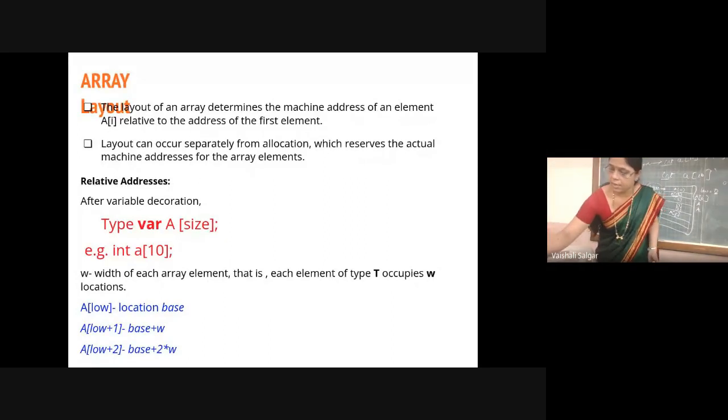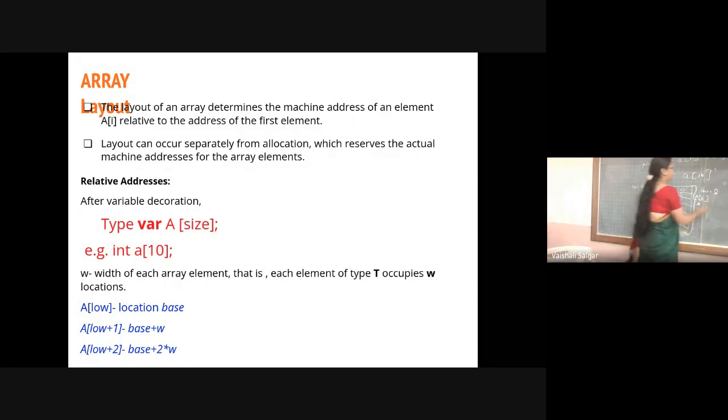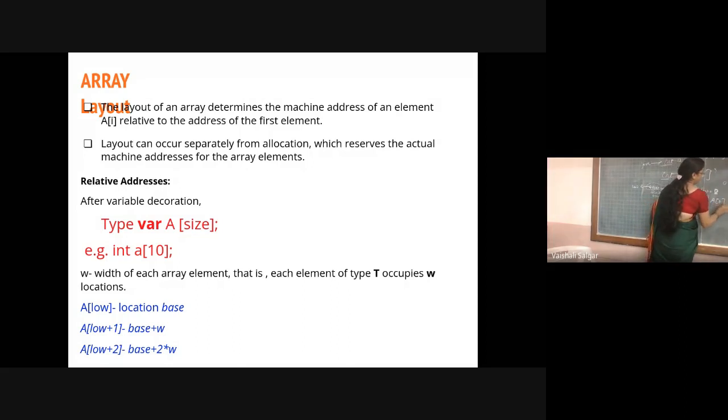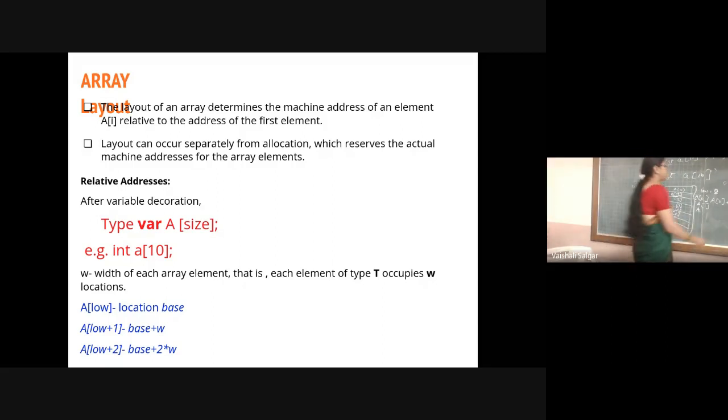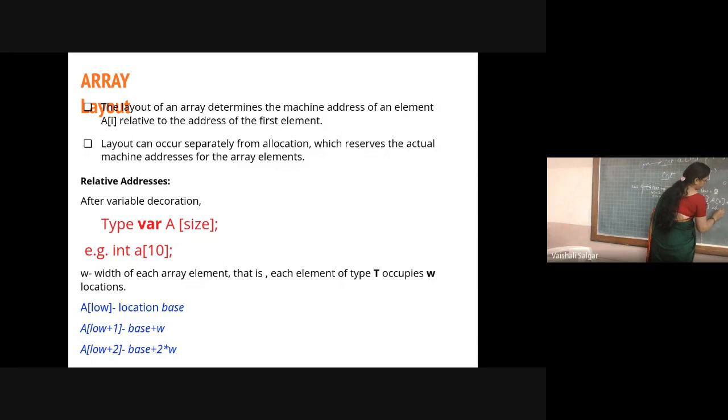Okay. So my lower bound always starts with 0. When I'm saying A of 0, it is nothing but the base address. So what will the base address be? It is nothing but 4000 in this particular example, right? When I'm saying A of 1, it will be base plus W. So what is the base value in this particular example? 4000, and this is integer.